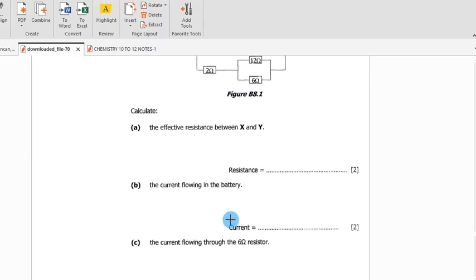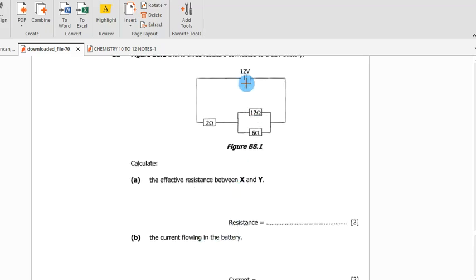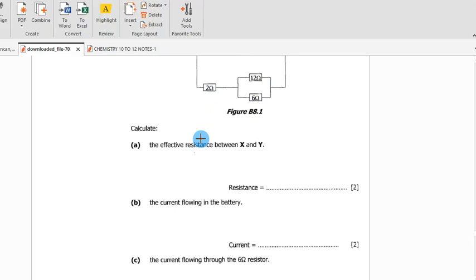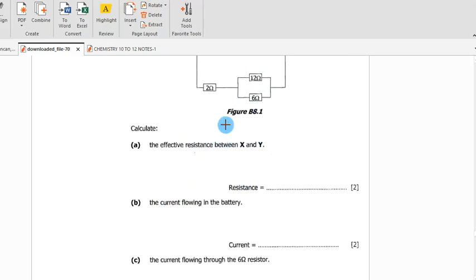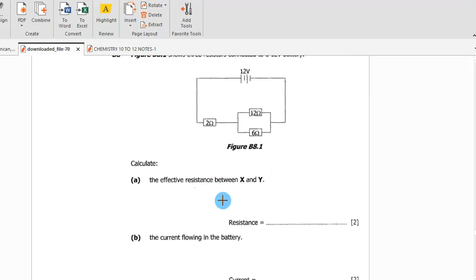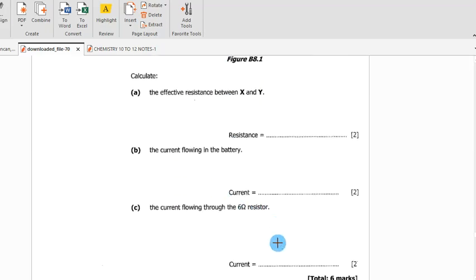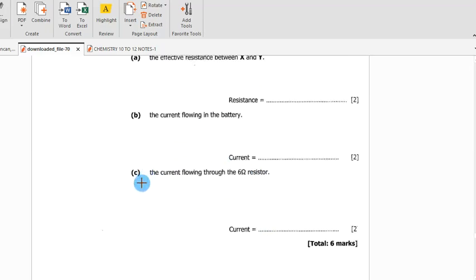Okay, then B, calculate the current flowing in the battery. Current flowing in the battery, you know that means total current. So you know how to do that one since we have discussed. You have found the total resistance, you are given the total voltage. Now find the total current through the battery, and then from there, C, current through the 6 ohm resistor.